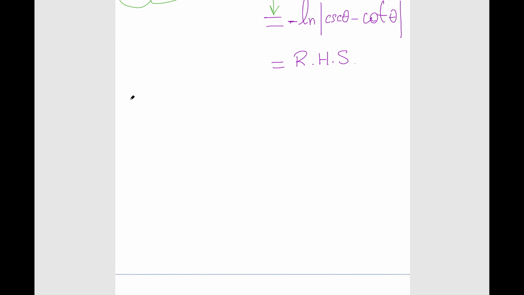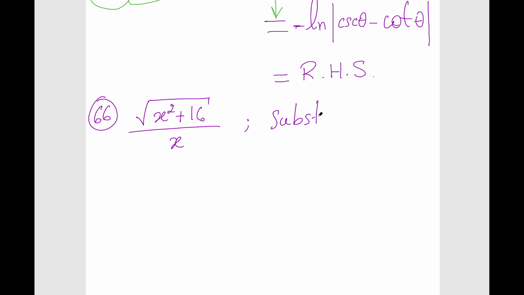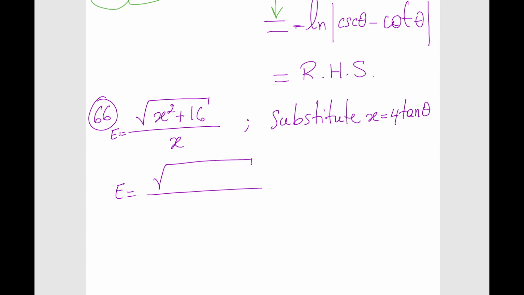That's number 66, as we said. So we've been given this algebraic expression, and we want to substitute x by 4 tan theta, right? So this expression, how about we call it E for expression? This expression is the same as the square root of the square of x, which is 4 tan theta, plus 16, divided by 4 tan theta, right? Correct? I just replaced x by 4 tangent theta.